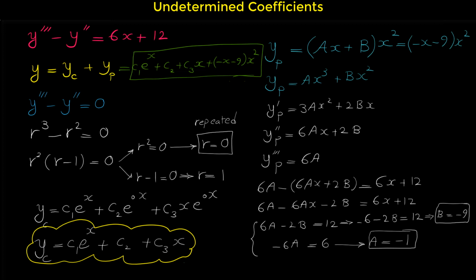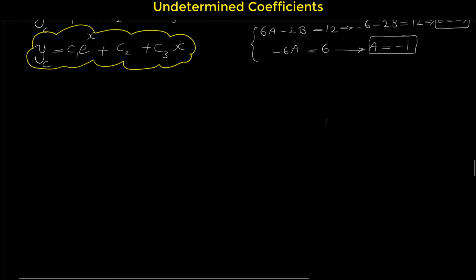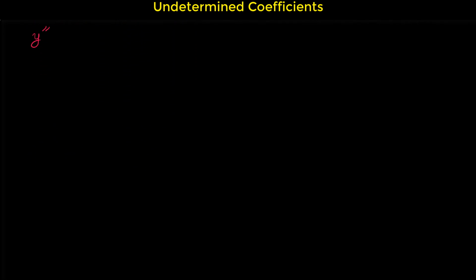Let's do one more example. The differential equation is y triple prime plus y double prime equals 3e to the x plus 4x². The general solution, as usual, is the sum of the complementary solution and the particular solution.